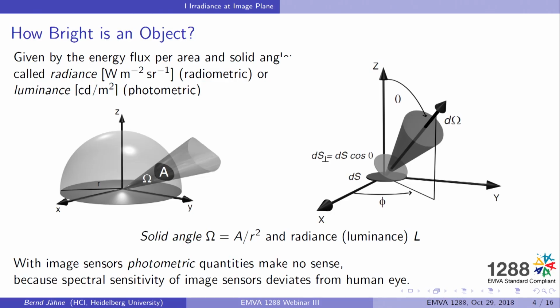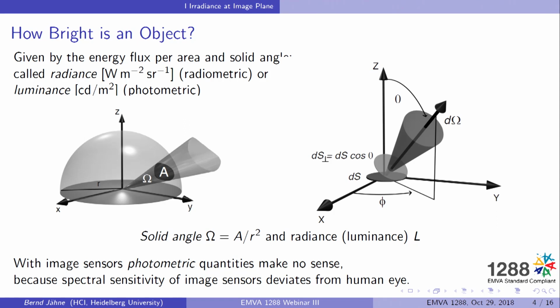Let's get started. We want to image an object. So the basic question is, how bright is actually an object? Well, we have to quantify the radiation which is emitted by this object, and radiation is nothing else than a form of energy. So what we have to determine is how much energy, or more precisely, energy flux per area, is emitted by the object.